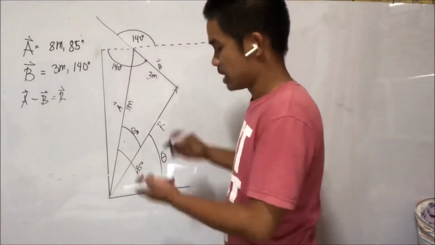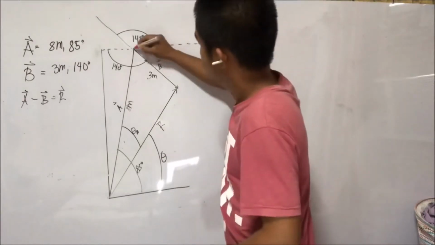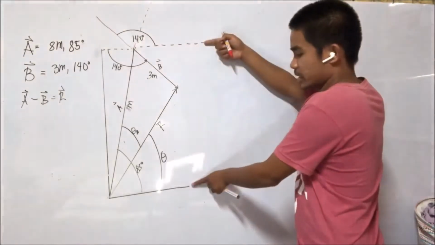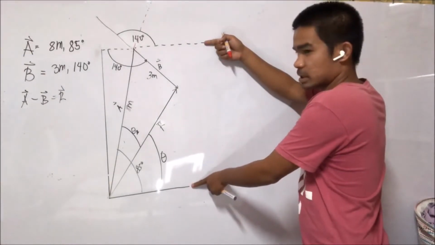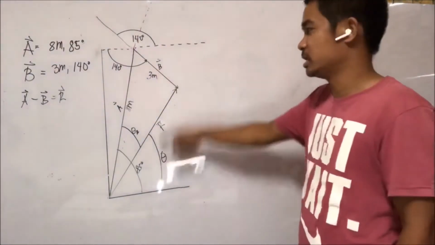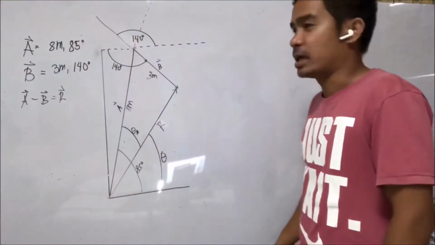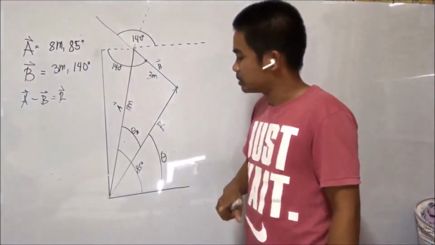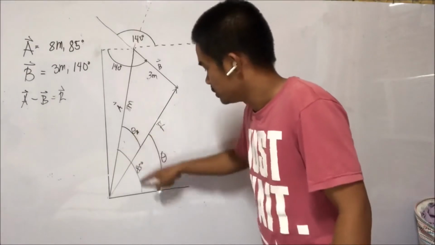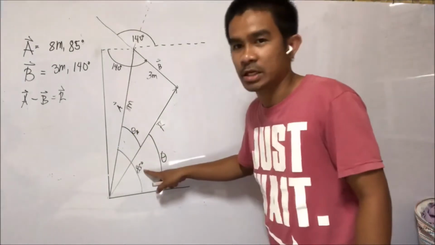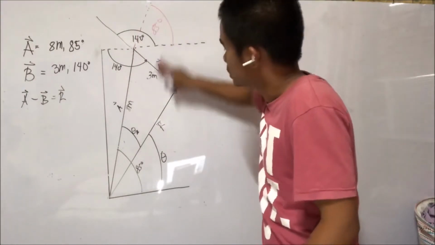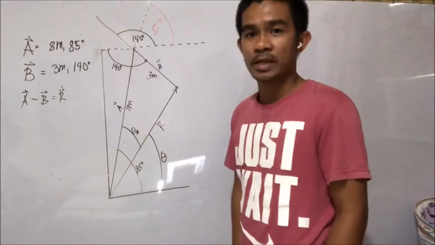Now if I'm going to extend the line of vector A, remember that these two lines are parallel to each other. So meaning vector A is the transversal line. It cuts the two parallel lines and creates corresponding angles. Pairs of corresponding angles are congruent. So if the angle from x-axis to vector A is 85 degrees, then this angle here also measures 85 degrees, since these two angles are corresponding angles.